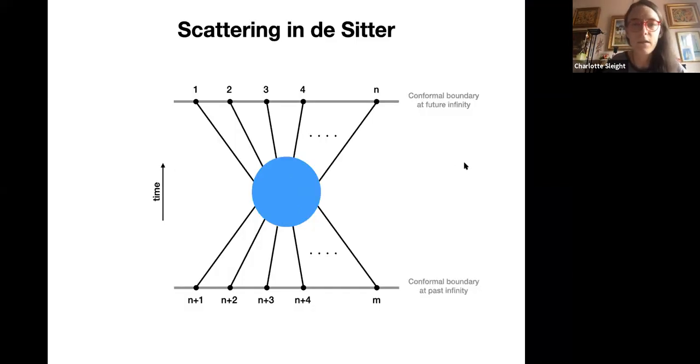Okay, so the imprints of scattering processes that take place in a de Sitter spacetime are encoded in correlation functions on its boundaries at infinity, which, as I record here on the slide, are spatial slices in the very far past and in the very far future. So if you like, these are like the analogues of the S matrix elements.